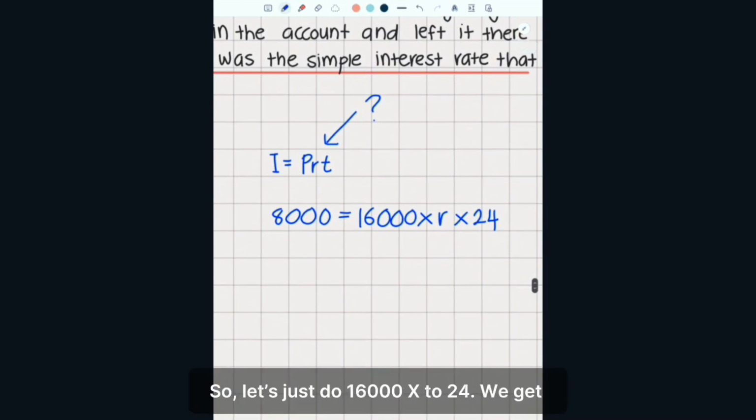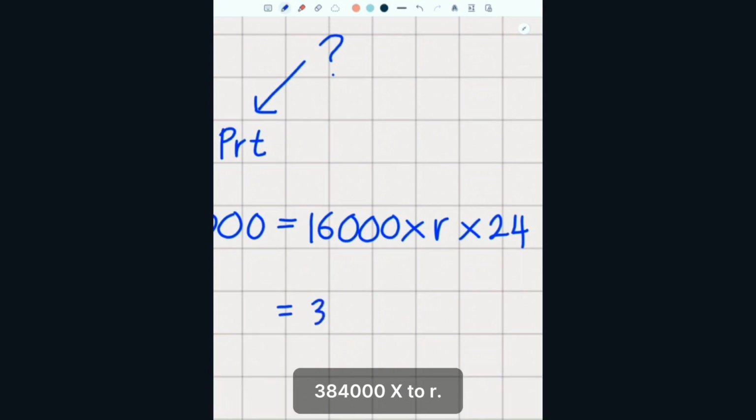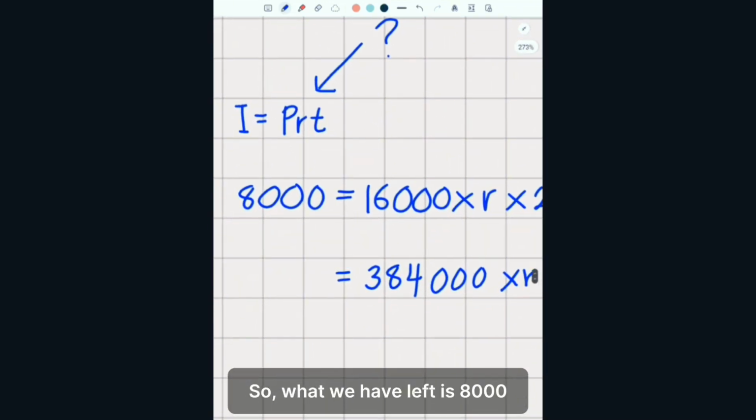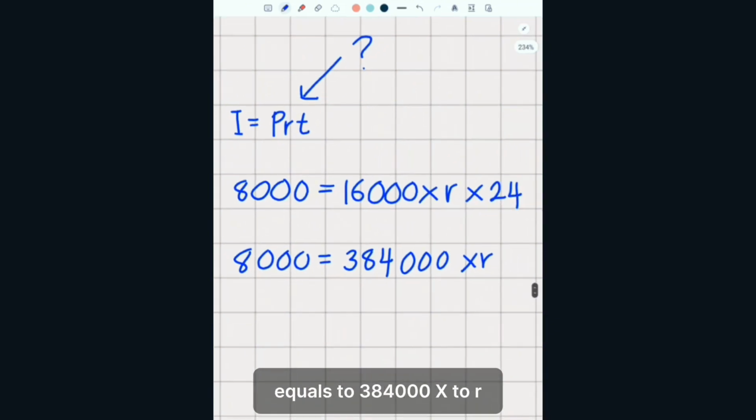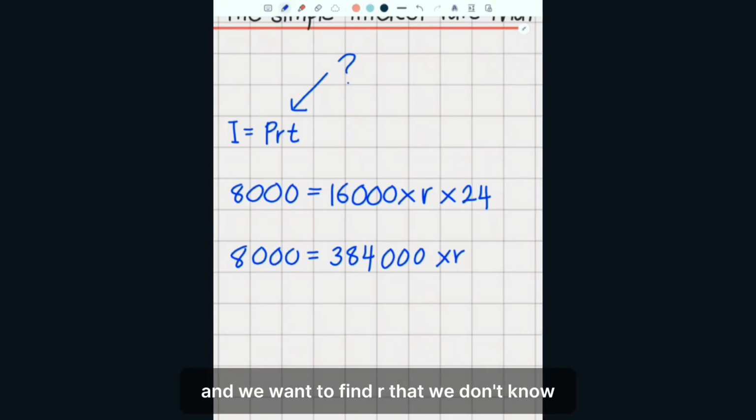So let's just do 16,000 times 24. We get 384,000 times R. So we have left 8,000 equals 384,000 times R. And we want to find R, which we don't know, and we have to divide by 384,000 to isolate the variable.